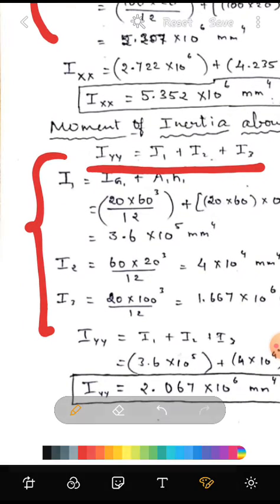So the moment of inertia about the y axis is again the moment of inertia about the local centroidal axis plus area times h bar squared, but in this case, because it is symmetric about the y axis, the h bar distance is 0.